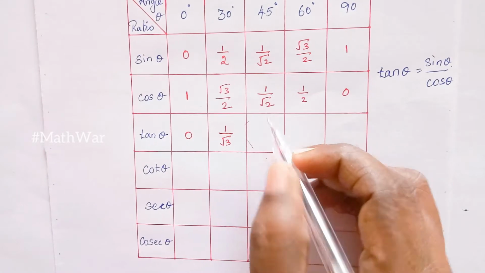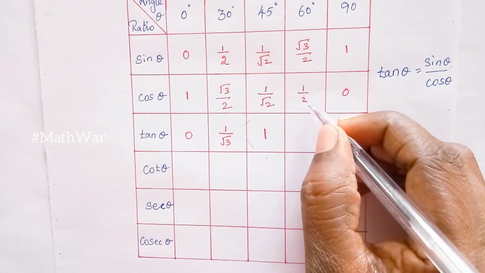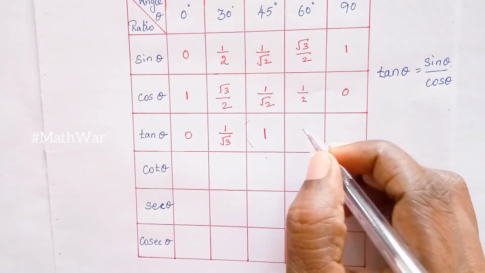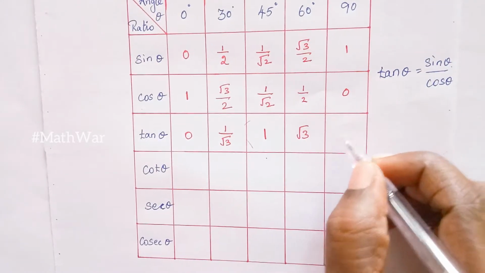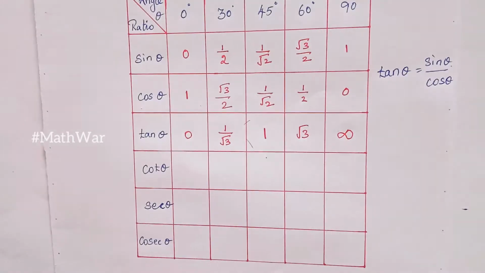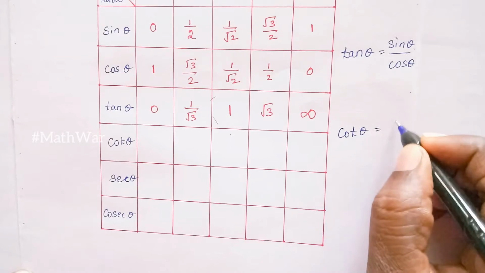1 by root 2 divided by 1 by root 2, it is nothing but 1. And root 3 by 2 divided by 1 by 2, 2 will get cancelled, root 3 by 1 will come, that is root 3. And 1 by 0, any number divided by 0 is not defined. So it is infinity.